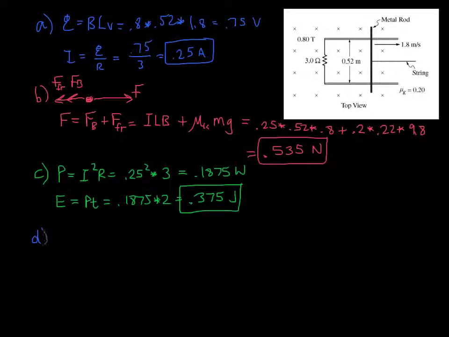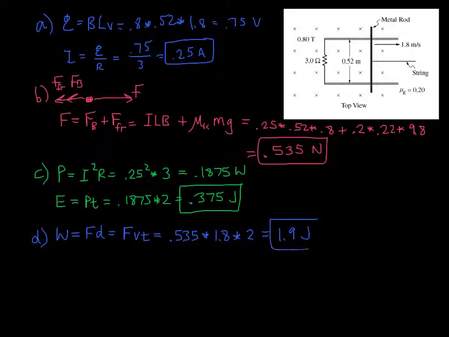In Part D, calculate the work done by pulling the rod in 2 seconds. So work is equal to the force required times the distance. We don't know the distance, but we do know the velocity and the time, so we could write this as force times v times t. The force we figured out in part B as 0.535 newtons times the speed, which is 1.8 meters per second, times the time of 2 seconds, which is equal to 1.9 joules.